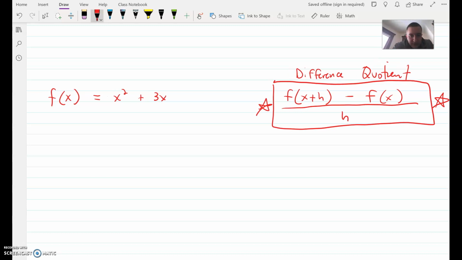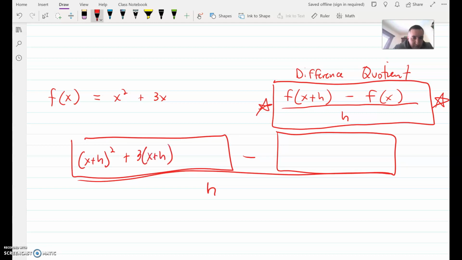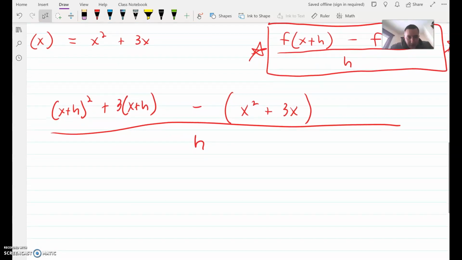Okay? X squared plus 3x. That's the function. But to start, we're going to have a big line. We're going to have h on the bottom. And in this first spot, before the minus sign, we're going to have f of x plus h. So I put x plus h as my inputs. Okay, and then that gets subtracted by just f of x. It's just subtracted by the normal function with just x's in. So there's my setup.